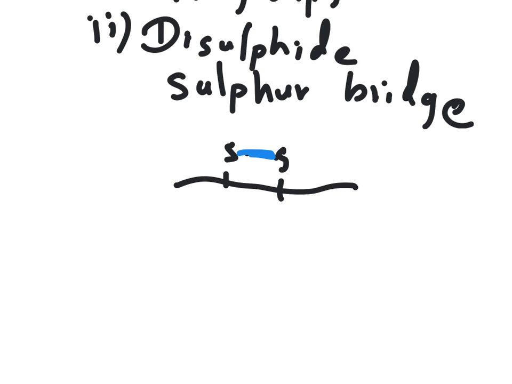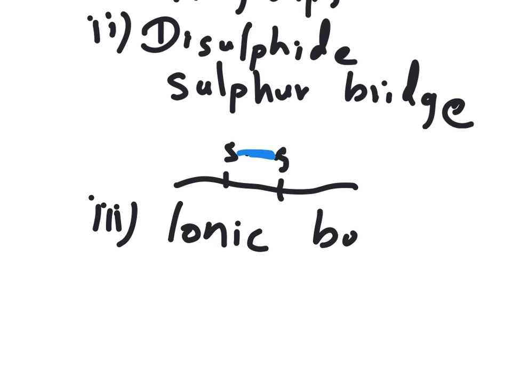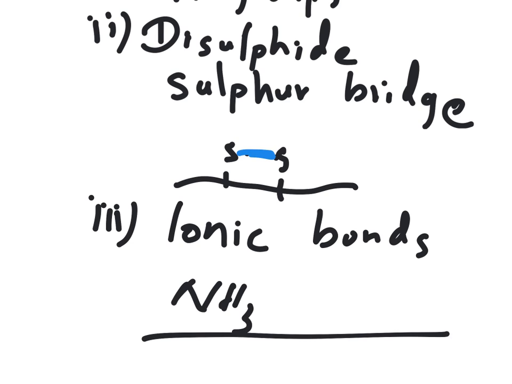Then the third type is ionic bonds. When we discussed the different types of amino acids, some side chains have ions, positive or negative ions. Let's say we have a plus somewhere here, or here we have an O minus, like that. So this will form an ionic bond. Because of that attraction, the bending or curving may happen.